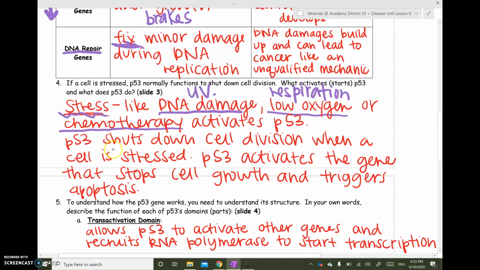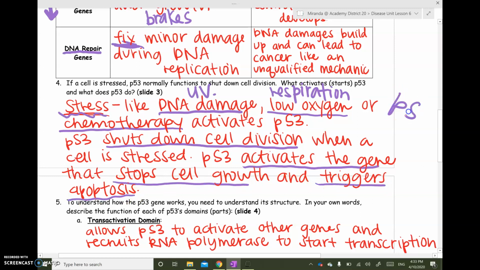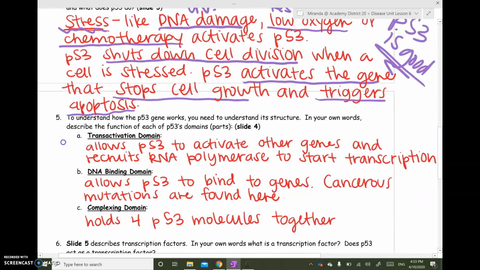P53 shuts down cell division when a cell is stressed. And then it activates the gene that stops cell growth and triggers apoptosis. So P53 is good. We want it to activate for us when our cells are out of control or our cells are damaged, okay? Because it's kind of like the cancer fighting gene.